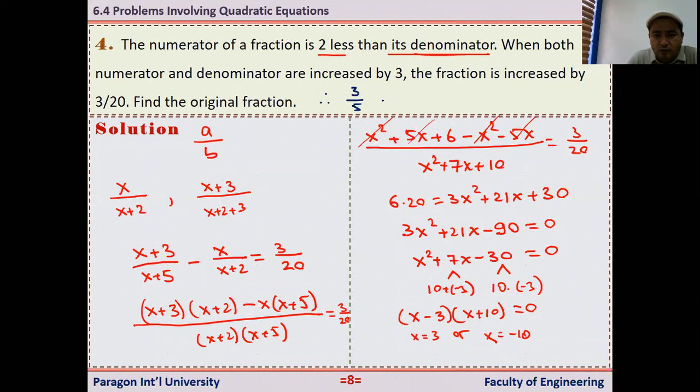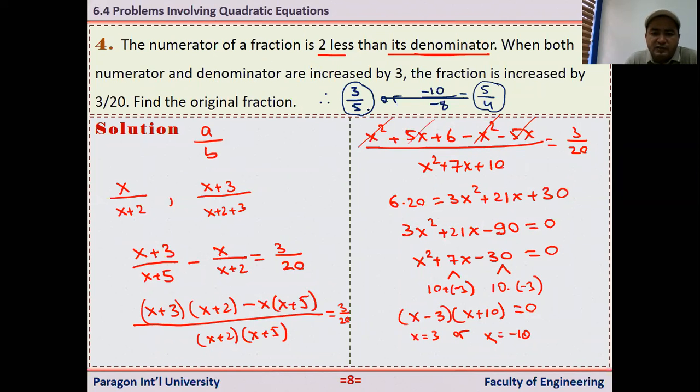Right? Or if x equals negative 10, plus negative 10 over, and negative 10 plus 2, negative 8. And if you just simplify this, that is, what is it? 5 over 4. Okay. So answer, the given fraction is 3 over 5 or 5 over 4. There are two fractions which satisfy the given conditions here, right?